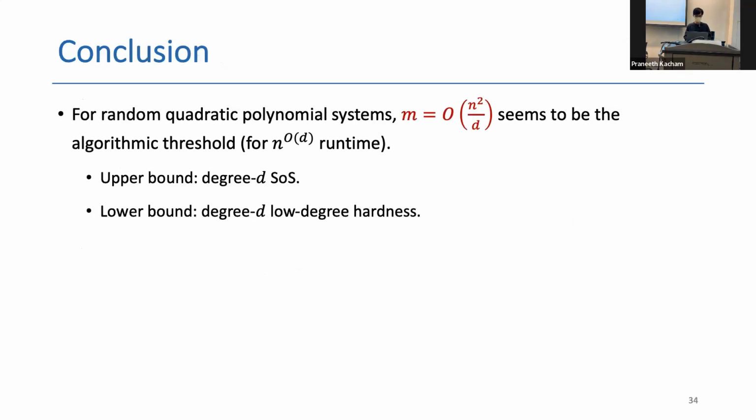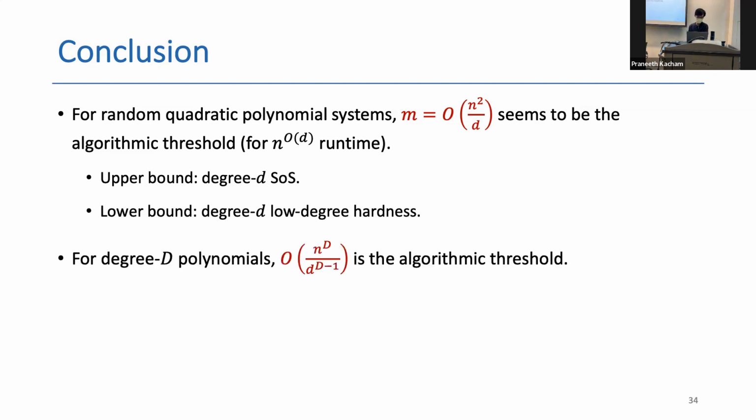Conclusion. For random quadratic polynomials, this seems to be the correct algorithmic threshold for n^O(d) runtime. We prove the upper bound with degree d SOS, and the lower bound in the degree D low degree hardness framework. Like I said, everything I've said so far is for quadratic polynomials. We also prove it for degree capital D polynomials, and this is the threshold. So that's it. Thank you.